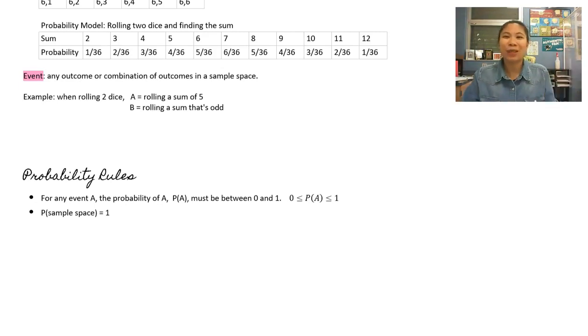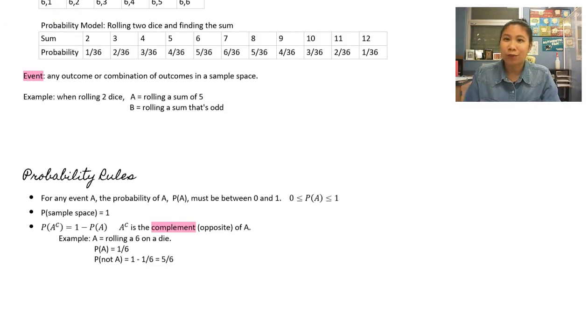And even if you account for the fact that your coin could land vertically, where it's neither heads nor tails, well, there's still a probability of that happening. So in that case, the sample space would be heads, tails, or vertical landing. Even then, if that's your sample space, something still has to happen. So the probability would still be 1 of the sample space happening.